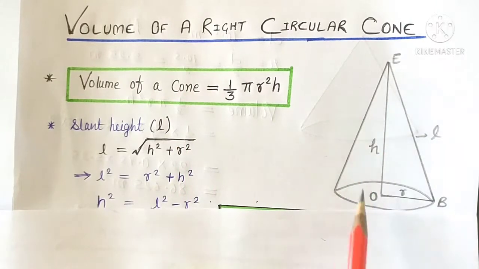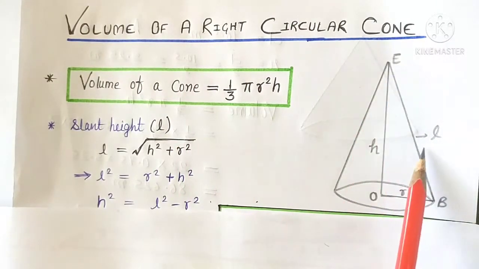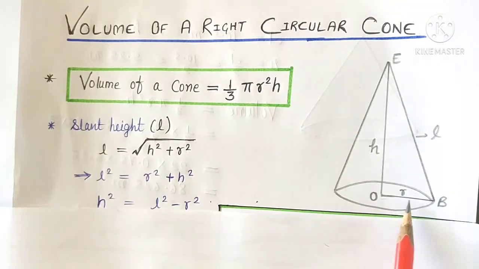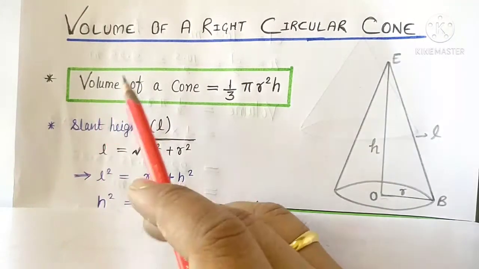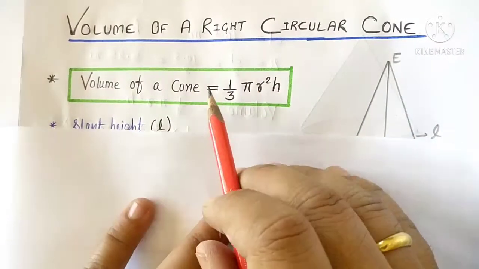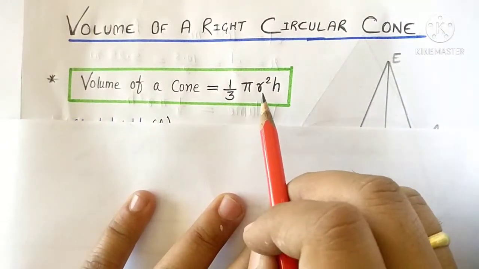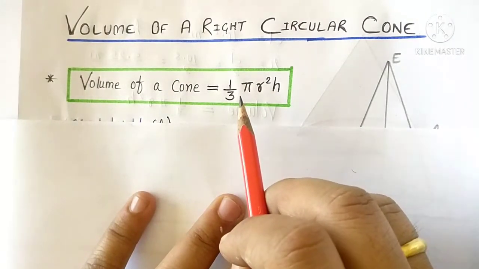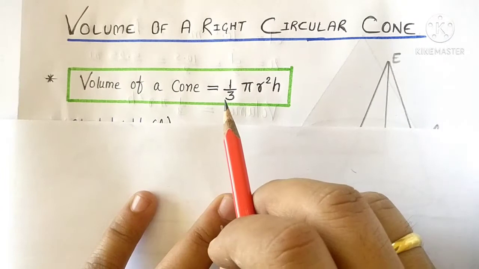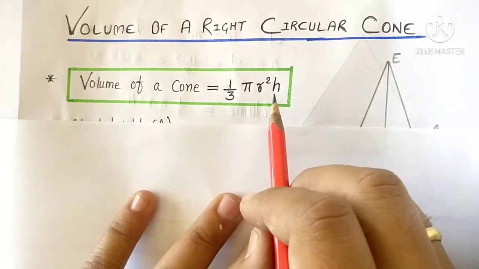As you can see here, it is a right circular cone where L is slant height, H is height, and OB is the base, which is also R, the radius. So volume of a cone equals 1 upon 3 pi R square H. What formula are we using? 1 upon 3 pi R square H. The pi value we can put as 22 upon 7. In case 3.14 is given in the question, then we will use 3.14 only. And H stands for height.